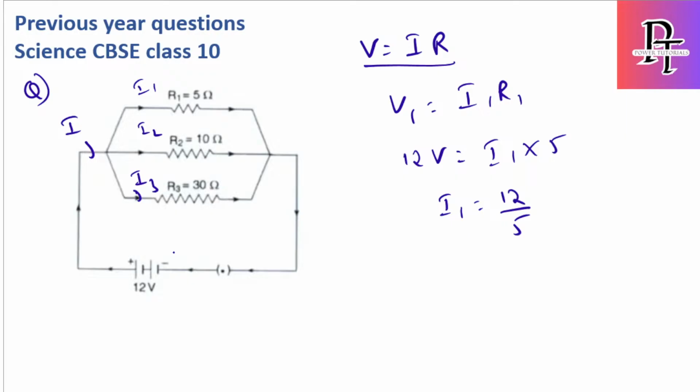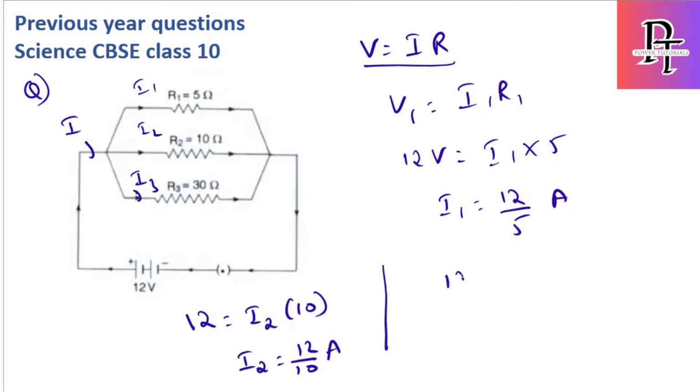Same way let's find I2 and I3. V2 again will be 12 here, equal to I2 into 10 ohms. So I2 is equal to 12 by 10 amperes. What about the third case? Again 12 is equal to I3 into 30. So I3 is equal to 12 by 30. So we have three currents, which are I1, I2 and I3. So let's find R effective and then find the I value. Then we have to compare and confirm whether I is equal to I1 plus I2 plus I3 or not.